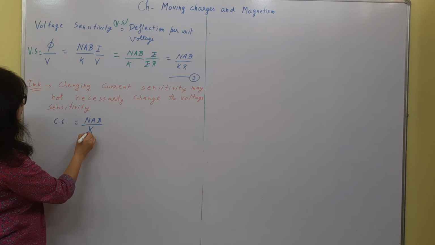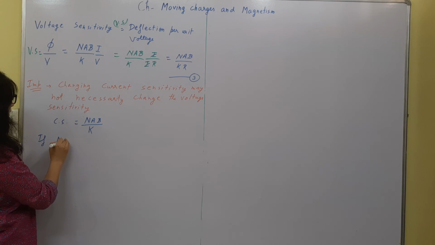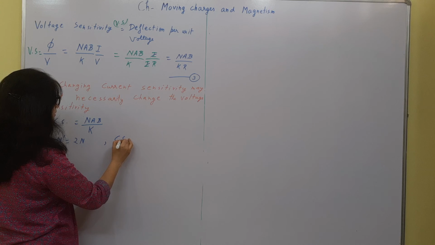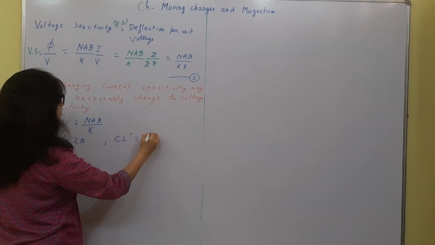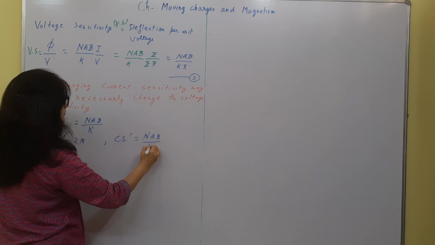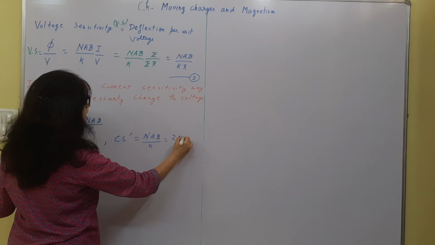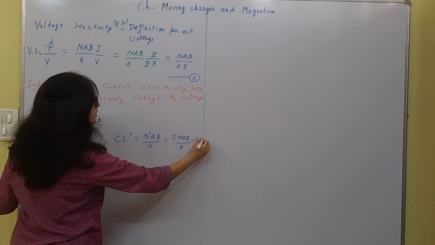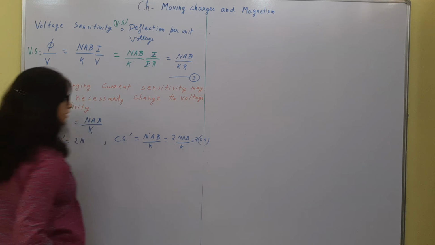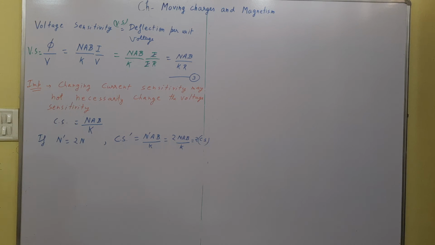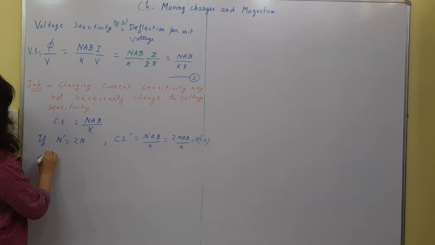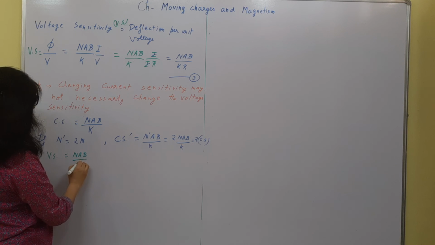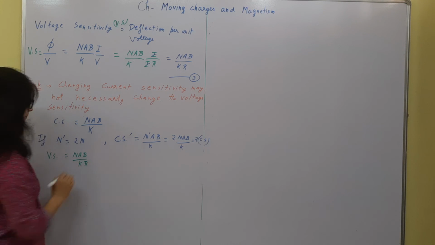So suppose N dash is made 2 times, right? So what will happen? Current sensitivity new will be N dash, area same, magnetic field same, K is same. So this will be 2 times NAB upon K, that makes it 2 times of the initial current sensitivity, right? But what happens to voltage sensitivity by doing this? Voltage sensitivity formula is NAB upon K into R, right?